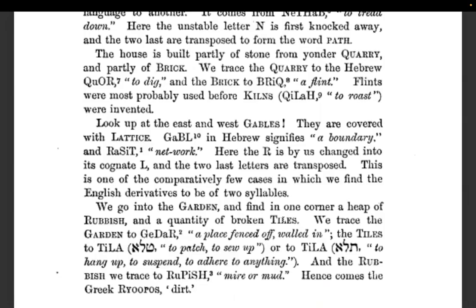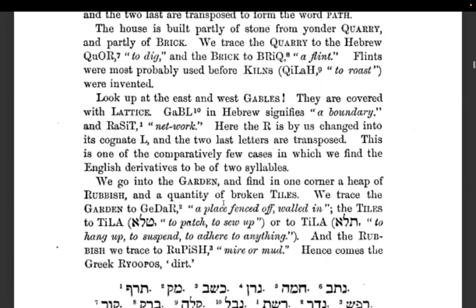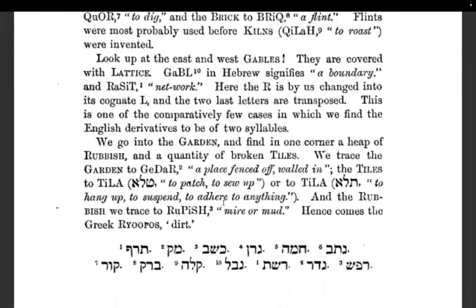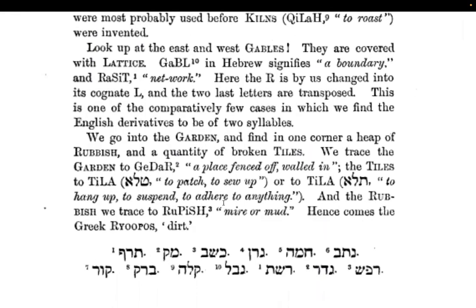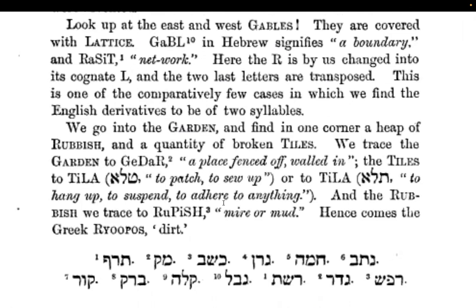I should just keep reading. I'm sorry. I'll try to point these things out because sometimes they don't cover it in every instance, but if I just kept reading, it would have explained it right there. So please bear with me here, but we're going to get through that. It says here the R is by us changed into its cognate L, and the two last letters are transposed. This is one of the comparatively few cases in which we find the English derivatives to be of two syllables.